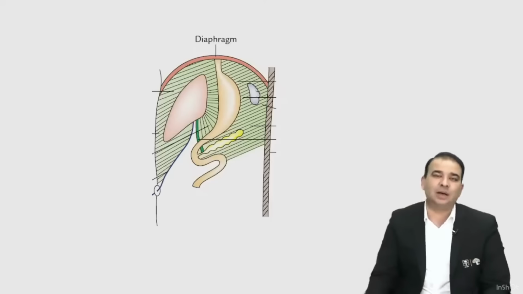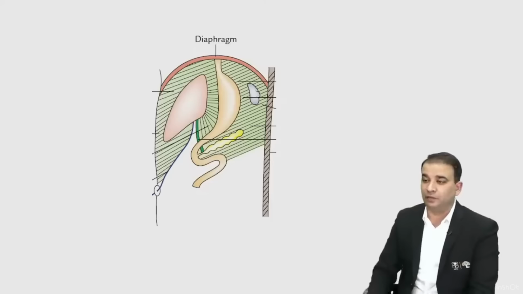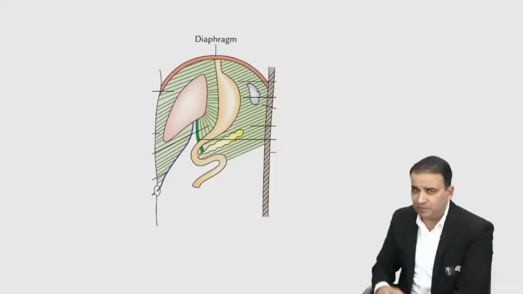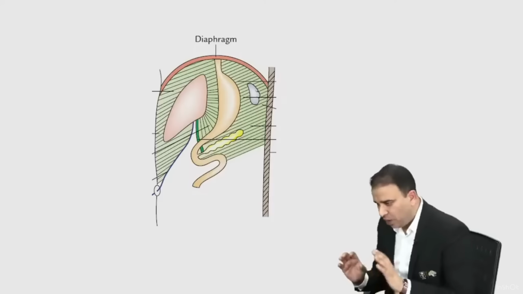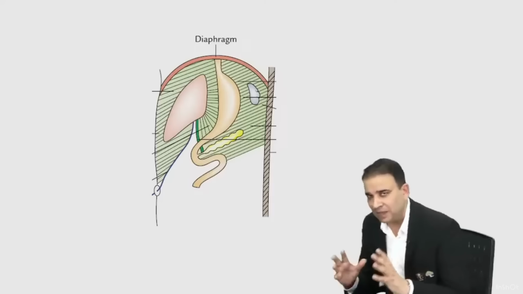The question was about the derivative of where the falciform ligament is derived from. It was an image-based question. Now, first I want you to understand, and let's keep it from the exam perspective, guys.